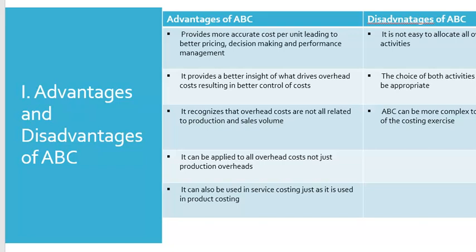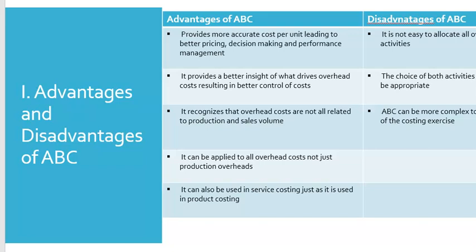Why accurate? Because we have gone through all the stages of ABC to arrive at the value of product cost. The second advantage of ABC is that it provides a better insight of what drives overhead costs, leading to better control of cost. You know for sure what is causing a certain cost to happen. Then thirdly, it recognizes that overhead costs are not all related to production and volume. So it says that it's not only units, or labor hours or machine hours which affect overheads, but we have got other factors, such as production lines, for example.